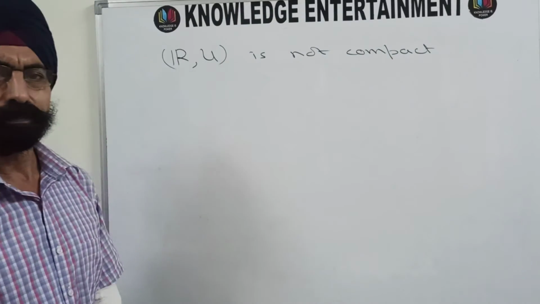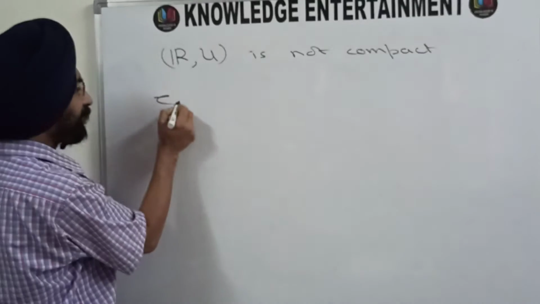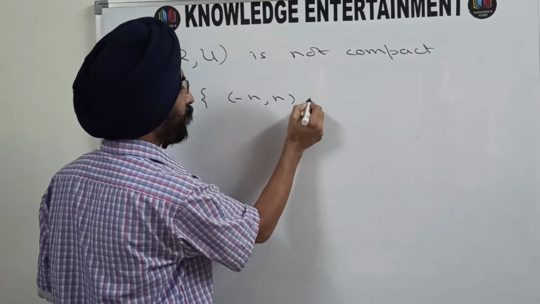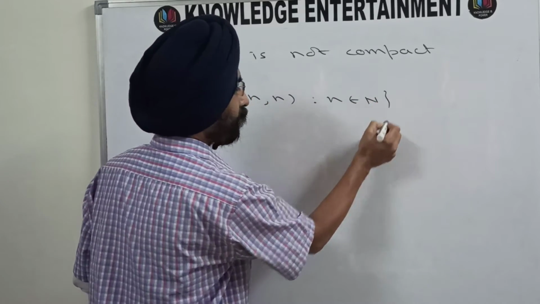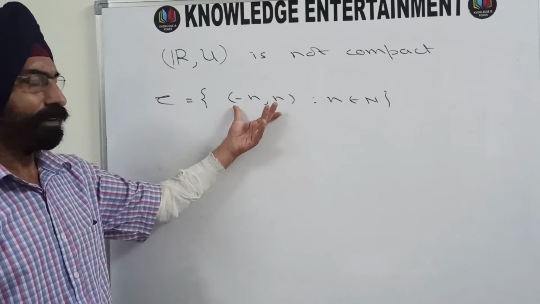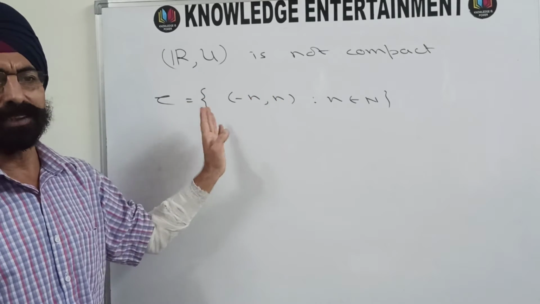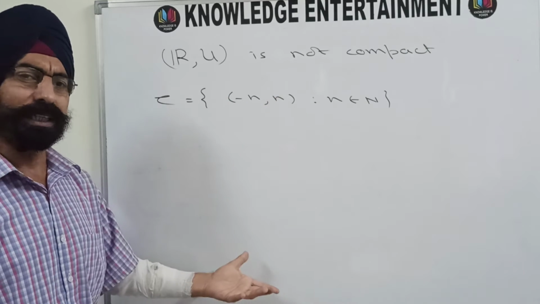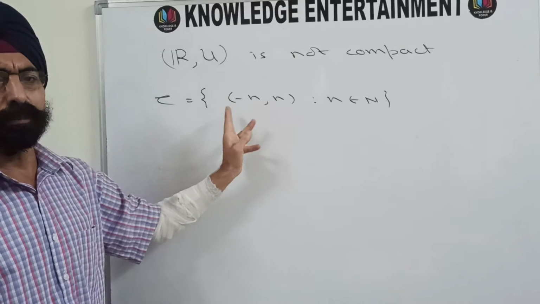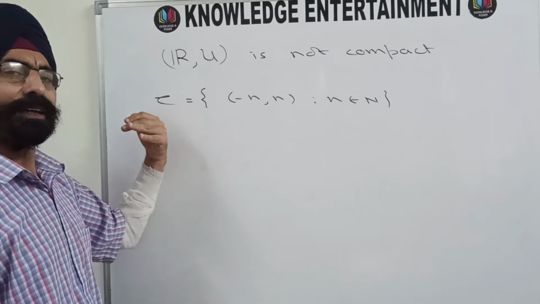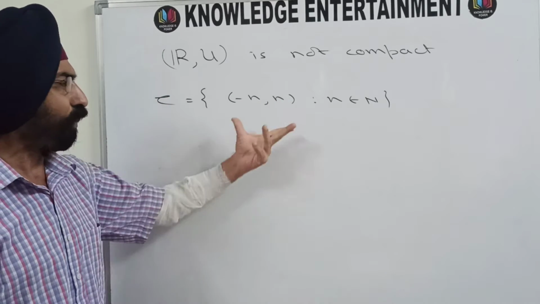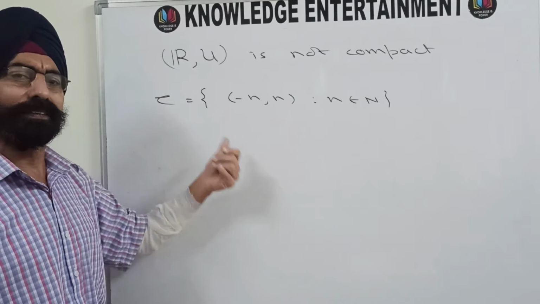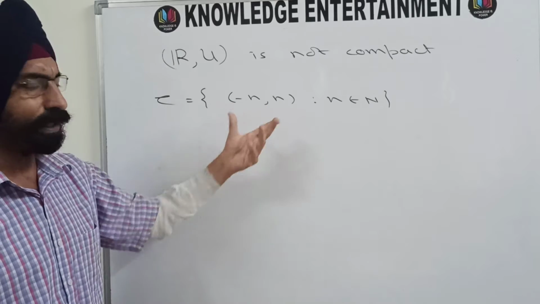Once again, why? Because consider this collection of the intervals of the type (-n, n), where n belongs to N. Now, what types of intervals will be there? (-1, 1), (-2, 2), (-3, 3), (-4, 4), and so on. And their union, because n has no limit here, will cover the set of all real numbers. So it will form an open cover, because each of the members is an open set and it is covering R. So it is an open cover of R.